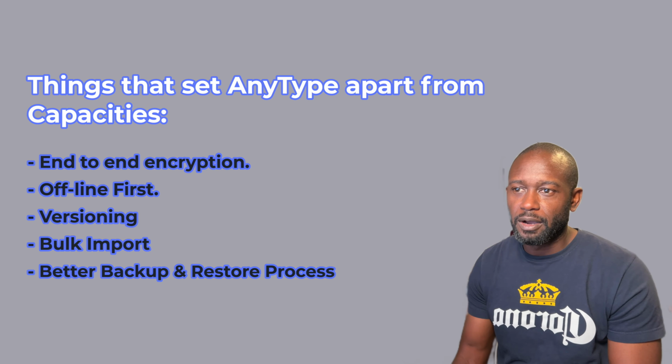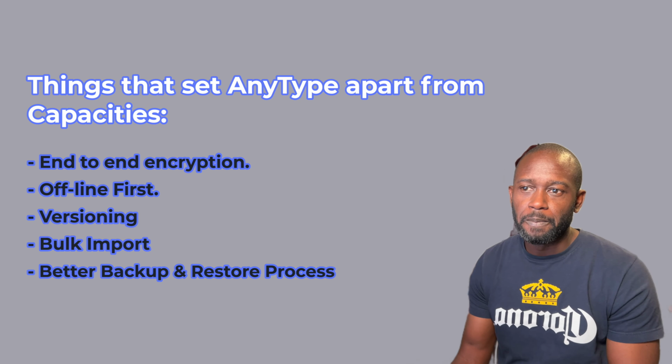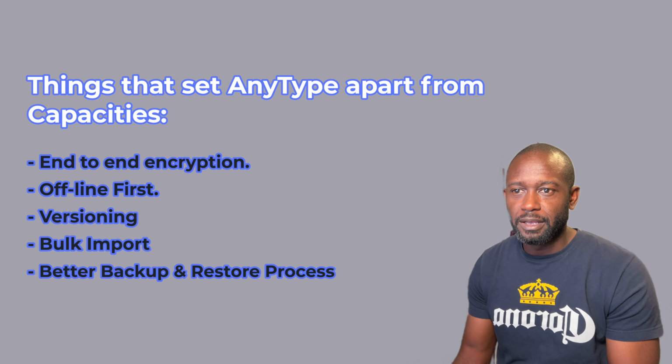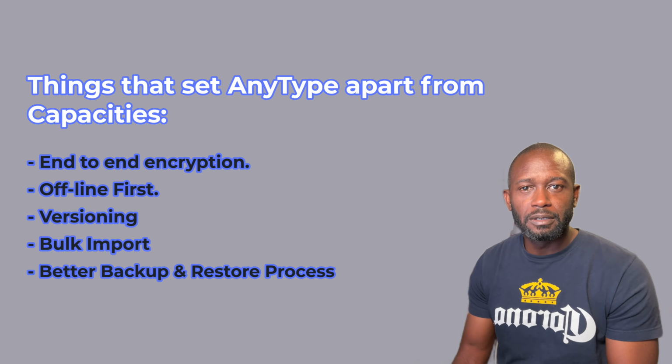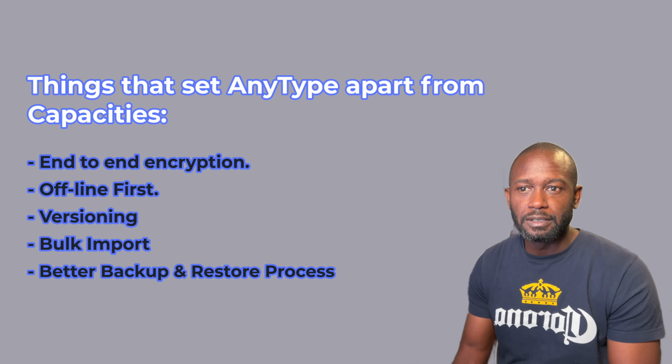So my final thoughts on the pros and cons are that the end-to-end encryption, offline first, bulk import, and version history are really what set AnyType apart from Capacities. So if you're looking for any of those features, because they're not in Capacities now, you're probably going to want to take a deeper dive into AnyType and see if it fits your needs.